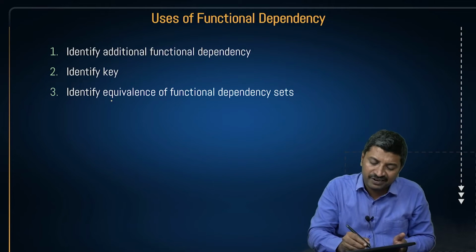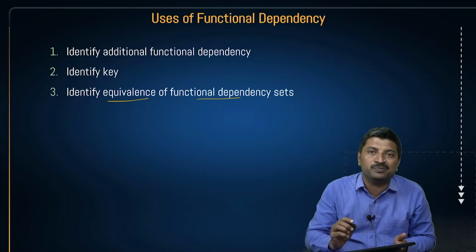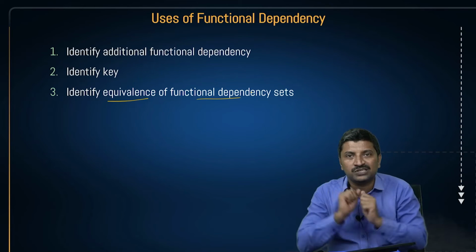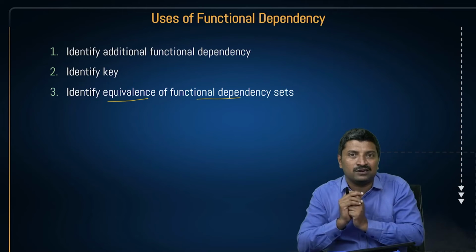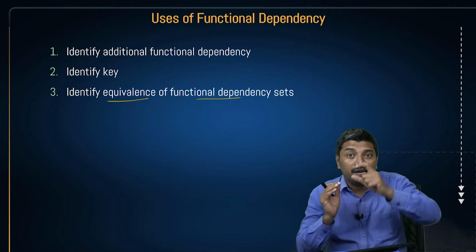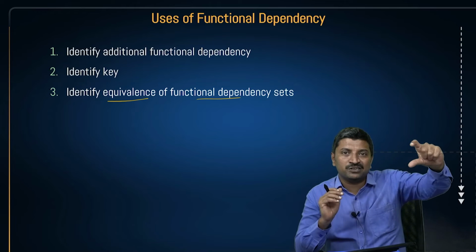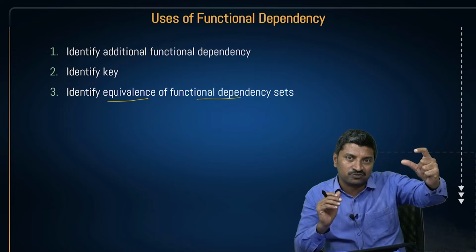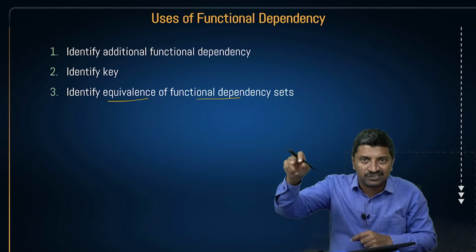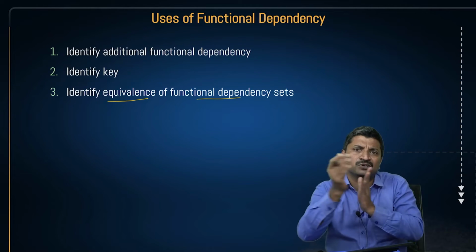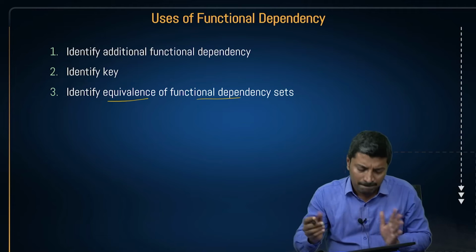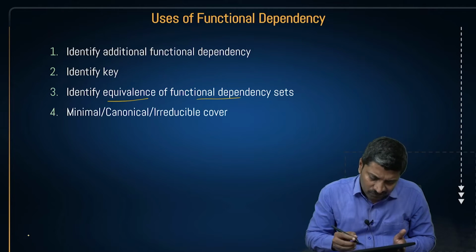And identify equivalence of functional dependency sets. Whenever they are given two sets of functional dependencies, I can verify whether they are equivalent or not. What is equivalent? Any functional dependency which belongs to the first one can be derived by the use of functional dependencies in the second one. The same can be done from the second one to the first one. Is that clear? So what is the next one?